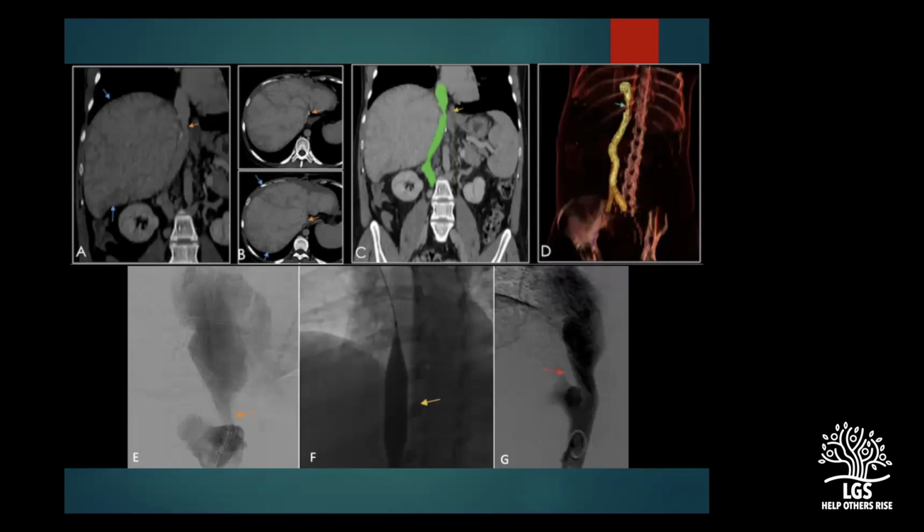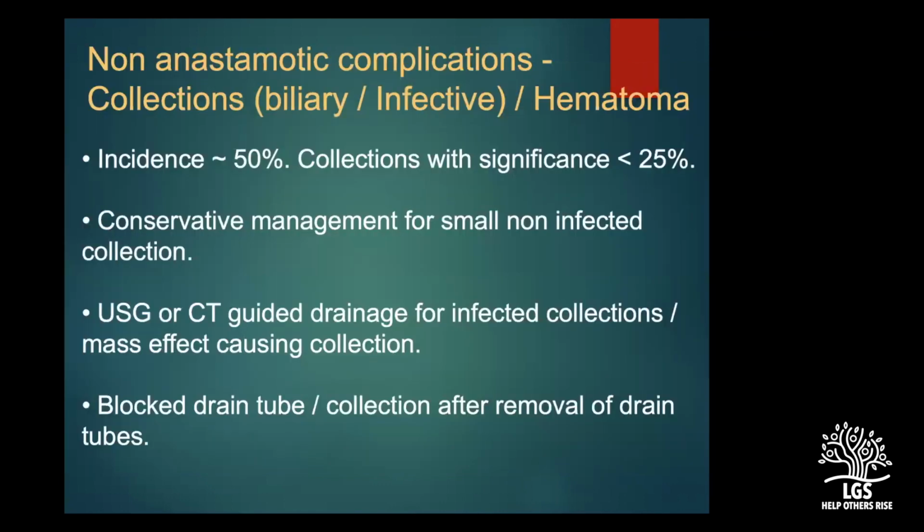So again, it's a call that we have to take whether we need to go in for stenting or just do plasty, repeated plasties, and then save the patient, or do the stenting. So that is the IVC cable complications, and we can also have non-anastomotic complications.